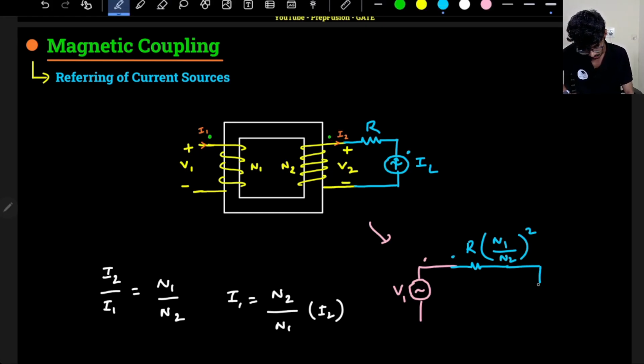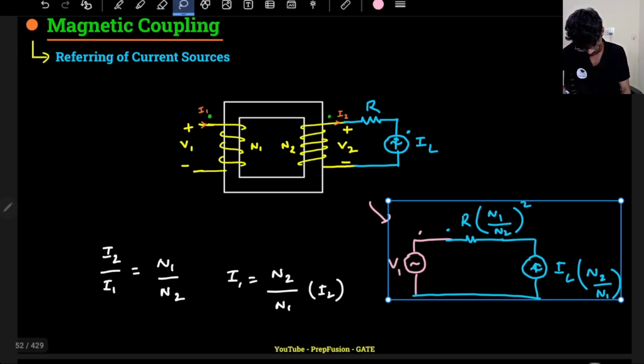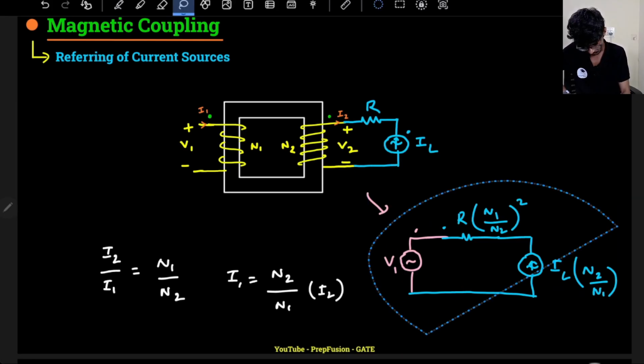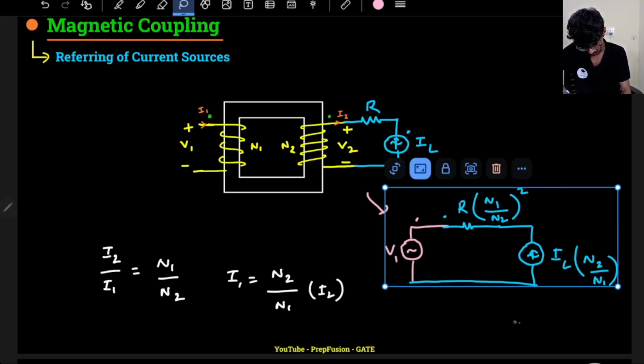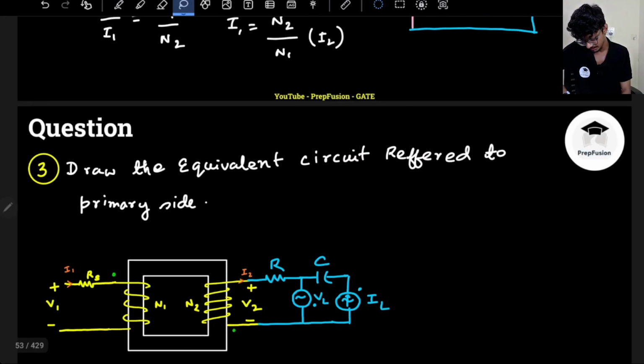So now a current source will be there. This is an AC current source. Okay, so IL will be scaled by the opposite factor basically. So it will be N2 by N1, so its own turns divided by the turns where I am referring to. Okay, so this is what my IL will be equal to. So that was about it basically.